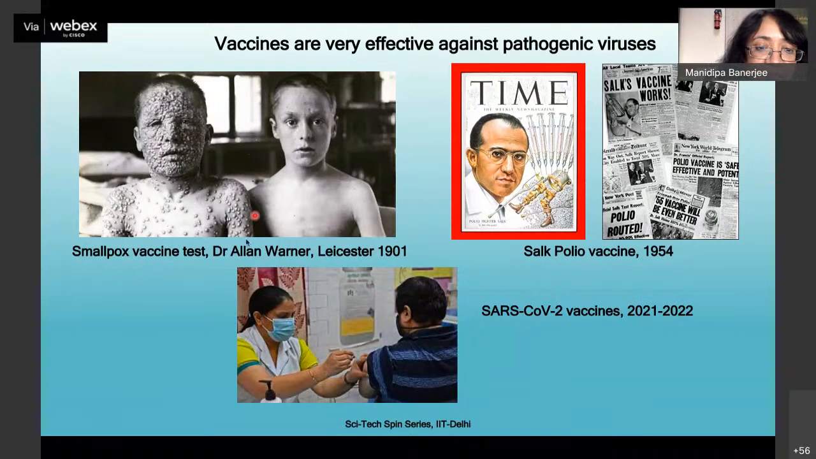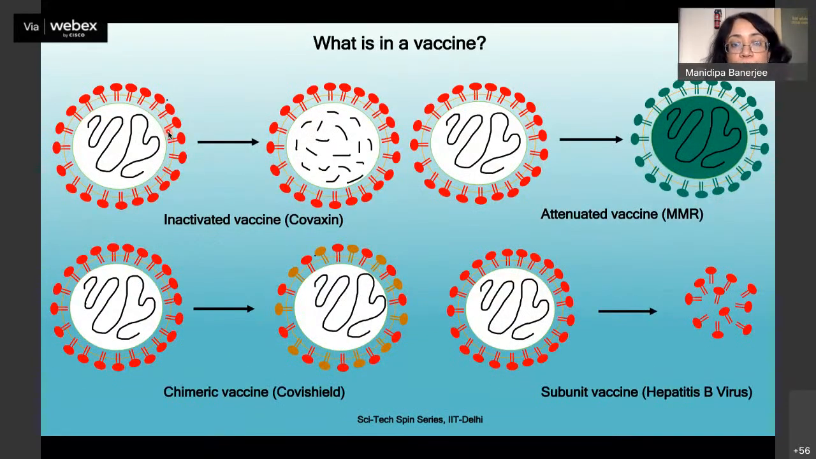And this was a very famous experiment done by Dr. Alan Warner in 1901 to look at the efficacy of the smallpox vaccine. These were two kids who were infected side by side with smallpox. This kid was vaccinated before; this kid was not. Although some virus was still replicating in his body and he was able to spread the virus, you can see that his physiology looks completely different from the unvaccinated individual.